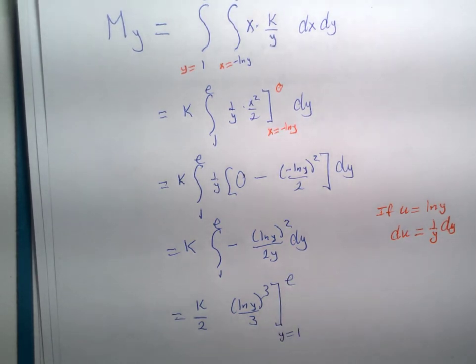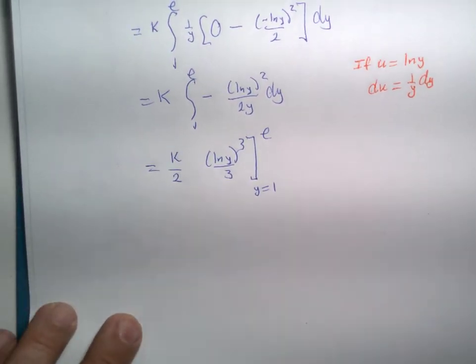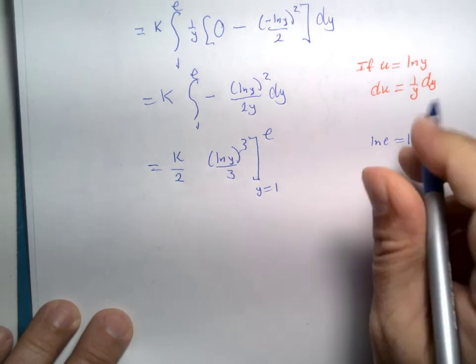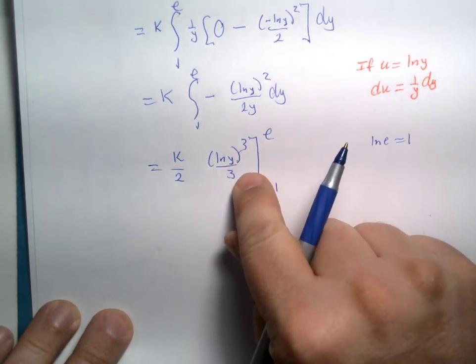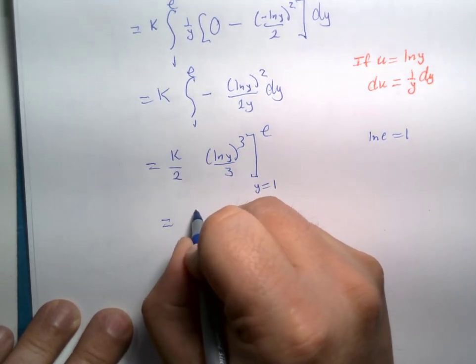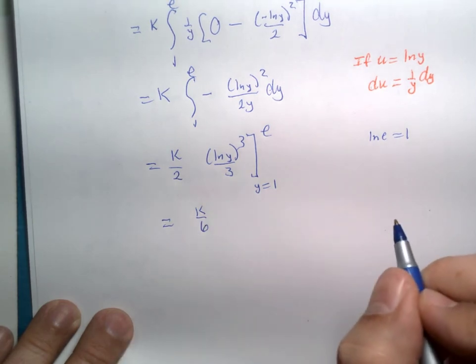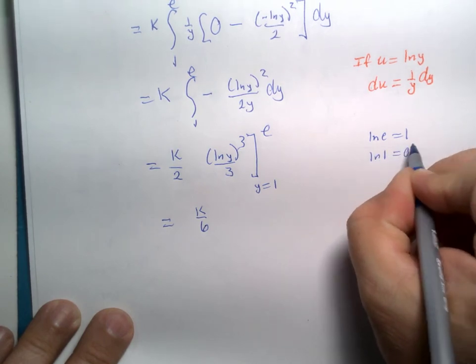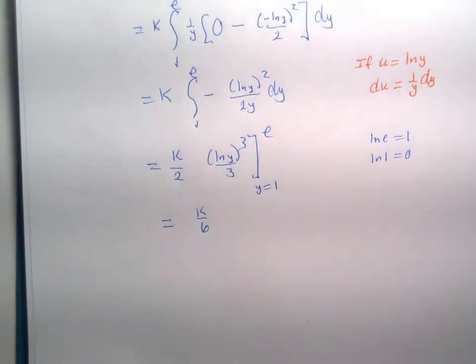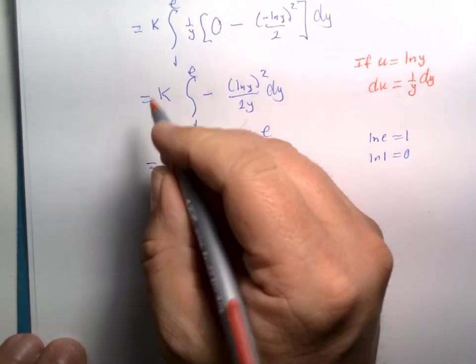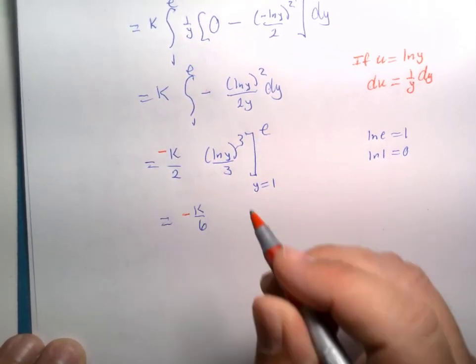We're so close to finish now. So close to being finished. If y equals e, natural log of e is 1. 1 cubed is still 1. 1/3 times k over 2. What is that going to be? K over 6. If y equals 1, natural log of 1 is 0. So that term will be gone. Do you guys see it? Let me rephrase that. Do you not see it? There's something missing. I carelessly lost my minus sign.